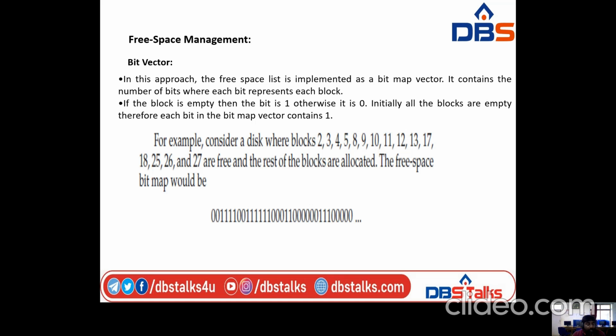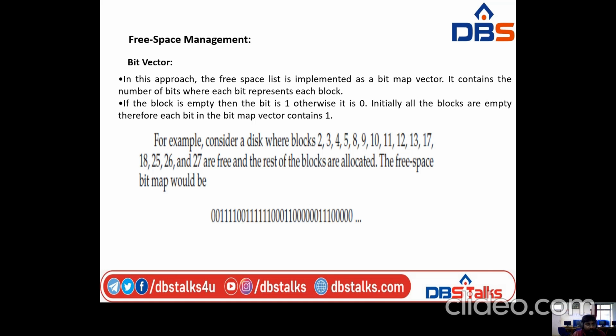In the bit vector approach, the free space list is implemented as a bitmap vector. It contains a number of bits, where each bit represents one block. If the block is empty, then the bit is 1, otherwise 0. You should note this point: if the block is empty, the bit value is 1. If a block contains some data, the value is 0. If a block does not have data, meaning it is empty, then the value of that block is 1.